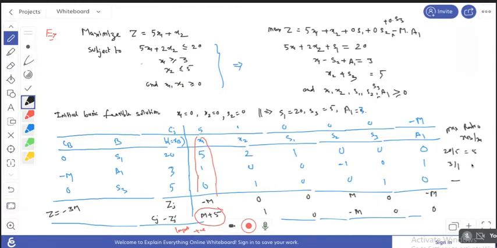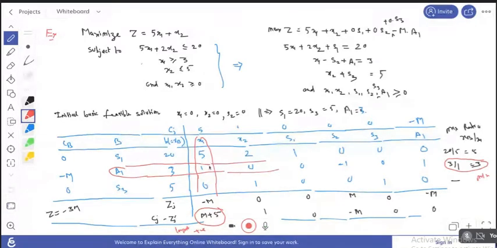This is 5 and this is 3. So which one is minimum? So this is minimum. Okay, so this is minimum, and this corresponds to which variable? This corresponds to a1. Okay, so that's why this is your key element, and by chance this is 1. So no need to operate here, the key element is already 1.